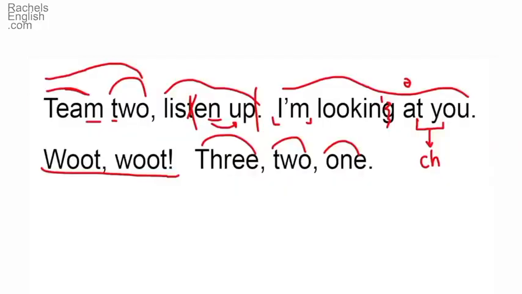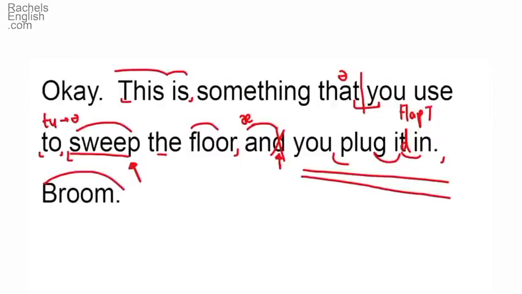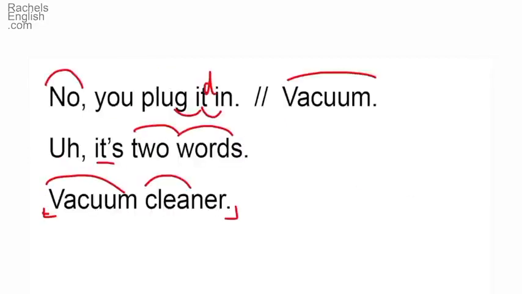Team 2, listen up. I'm looking at you. 3, 2, 1. Okay, this is something that you use to sweep the floor and you plug it in. Broom. No, you vacuum. That's 2 words. Vacuum cleaner. Vacuum cleaner.